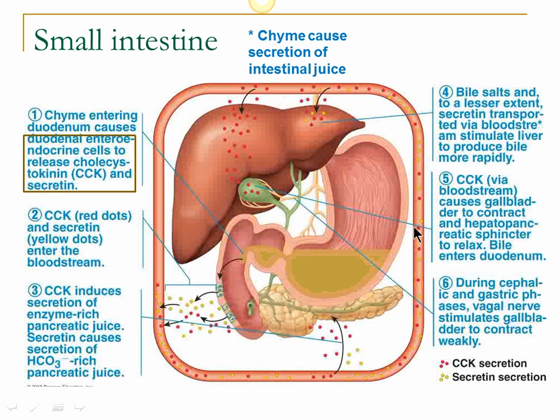And then secretin also travels to the liver, and the liver produces bile salts. Remember, in bile there was bile salts which are produced. When that enters the duodenum, those bile salts actually cause a positive feedback mechanism. So both bile salts and secretin cause the liver to produce more bile, and they cause the bile to be transported into the duodenum.